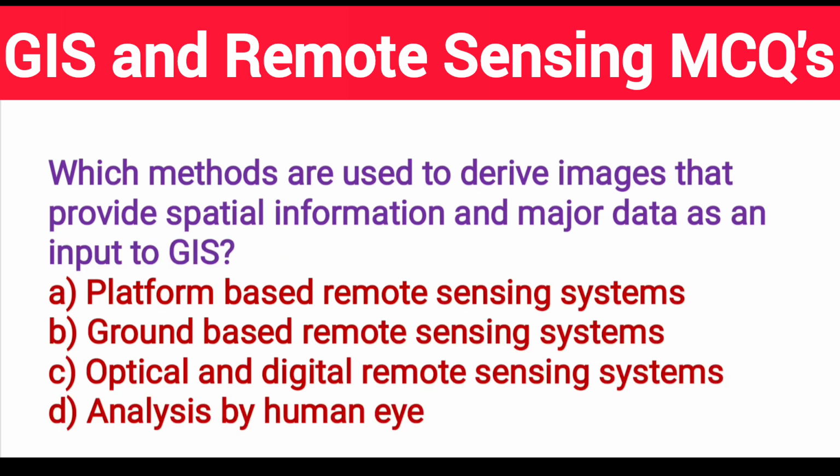Next question, which method is used to derive images that provide spatial information and major data as an input to GIS? Option A, platform based remote sensing system. Option B, ground based remote sensing system. Option C, optical based and digital remote sensing system. Option D, analyzing by the human eye. So the correct answer is option C, optical and digital remote sensing system.